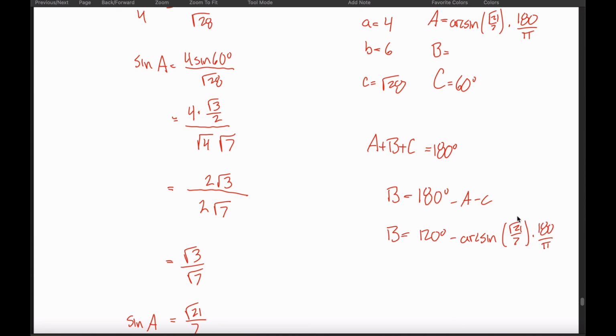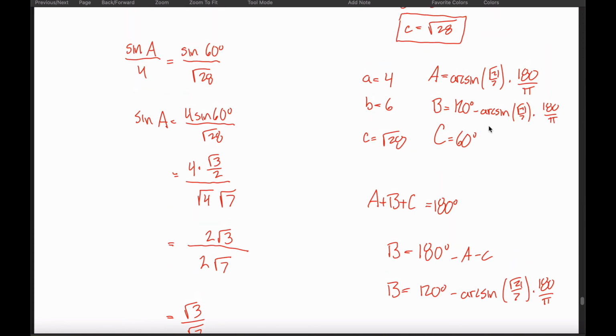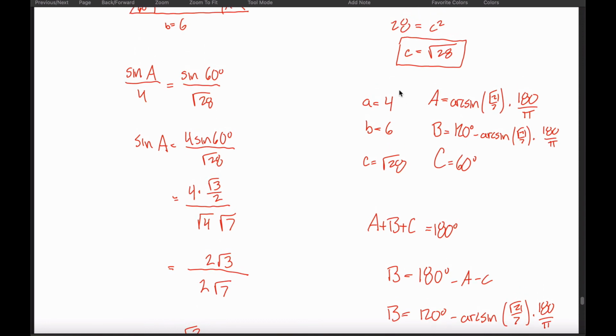Note that here it was important that I converted this into degrees because all my other units are in degrees here. If I want to use this formula in degrees, this angle measure has to be in degrees. This is a perfectly acceptable answer for B. And now that we know capital B, we've solved this triangle and we're done with this example.